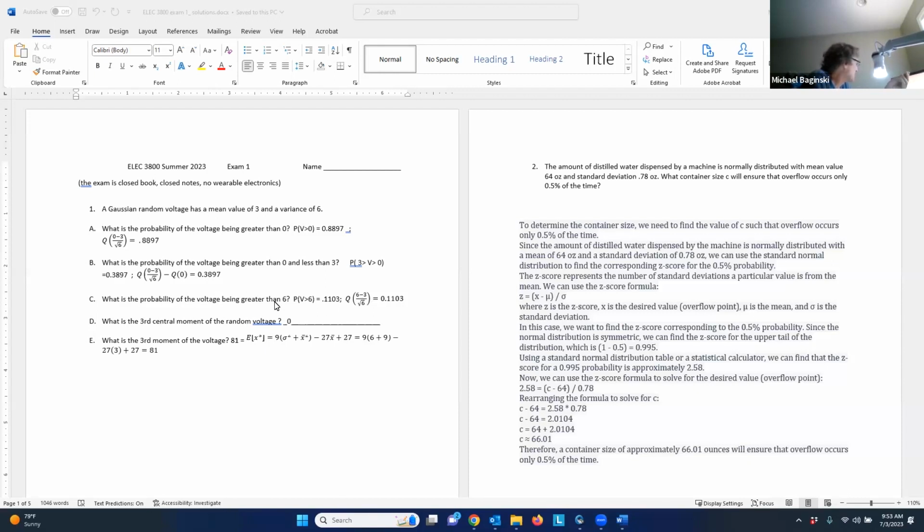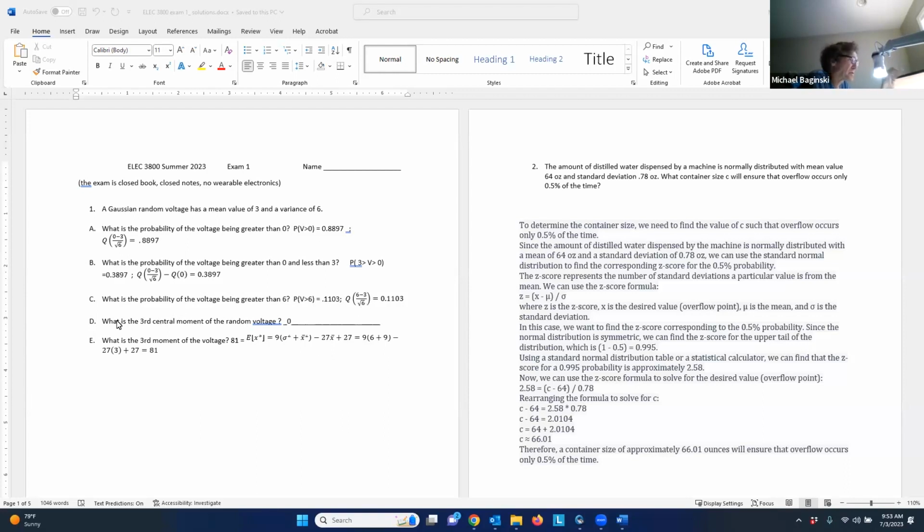Finally, what is the probability of voltage being greater than 6? That's simply going to be, if you're using a Q table, 6 minus 3 over square root of 6, or it's 1 minus the characteristic function with the argument of 6 minus 3 over square root of 6.